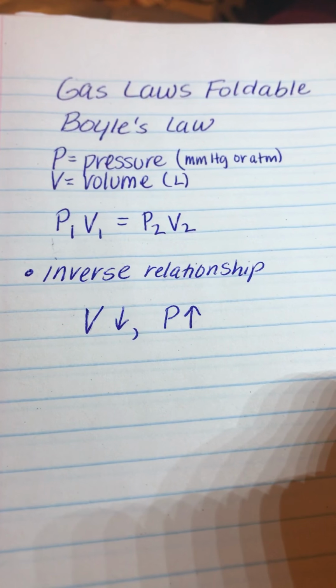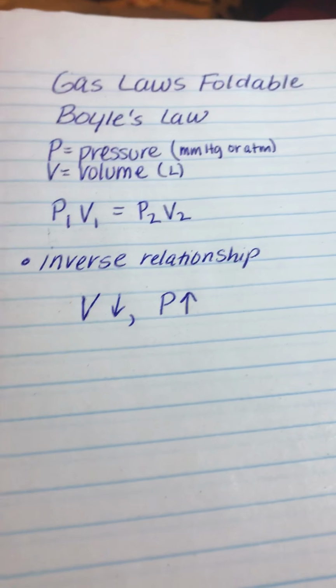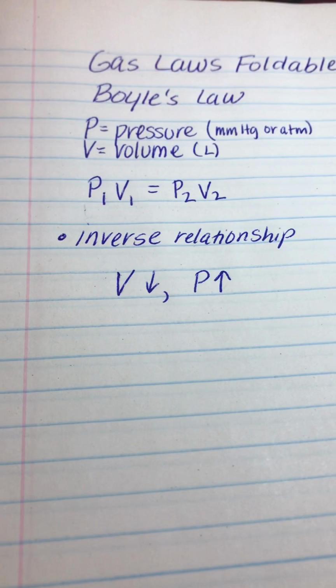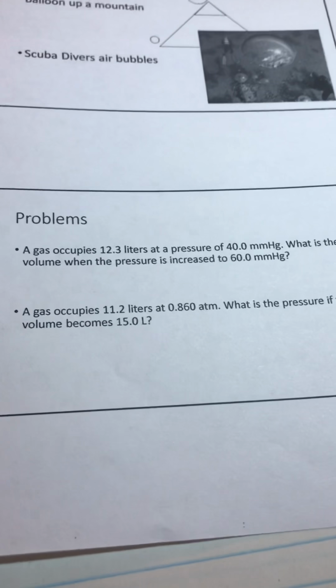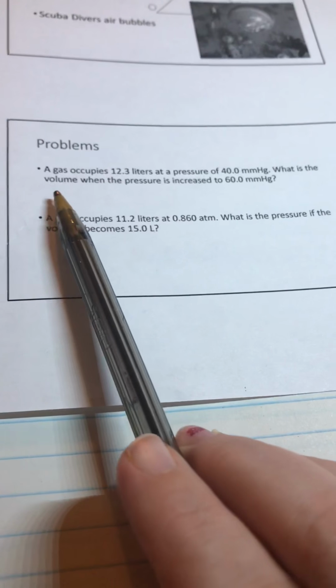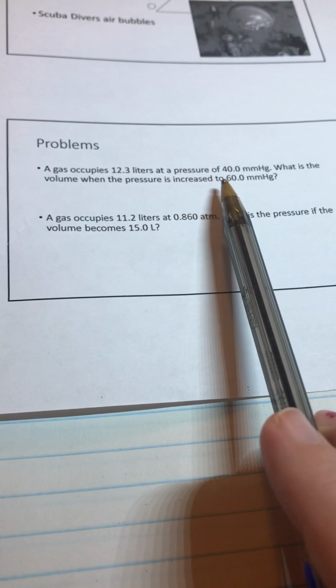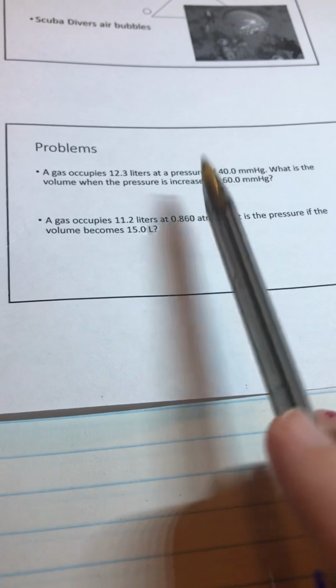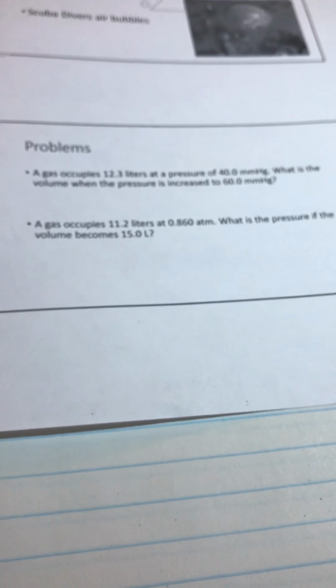So maybe let's look at a problem to work through. You might want to write this problem on your foldable so you have an example. I'm going to bring this over here from PowerPoint so you can see the whole problem, and I'll use the paper underneath to work it out. We're going to do the top one. It says a gas occupies 12.3 liters at a pressure of 40 millimeters of mercury. What is the volume when the pressure is increased to 60 millimeters of mercury?